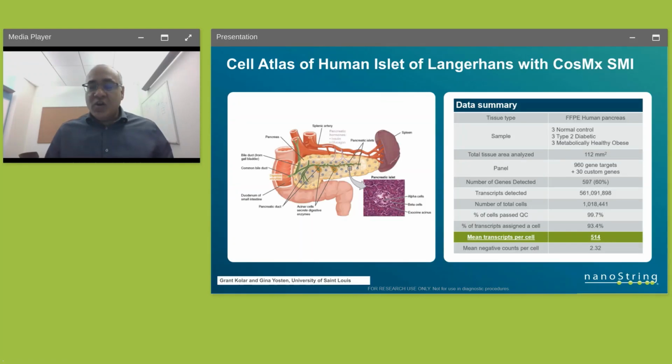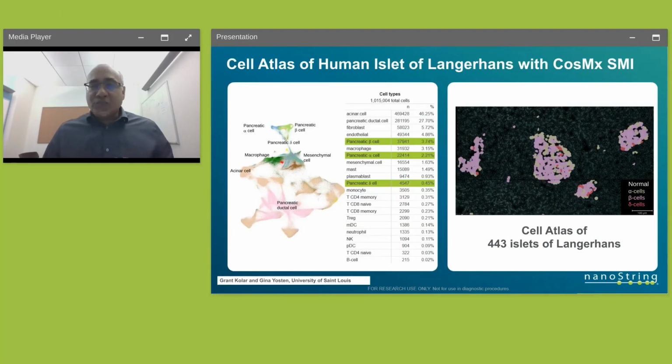This is shown here with a study done by Grant Kohler's lab from University of St. Louis. They are interested in defining a cell atlas of the human islets of Langerhans. They analyzed more than 1 million cells across 9 different samples and detected more than 500 transcripts per cell. CosMx enabled detection of 22 different cell types in human pancreatic tissue.